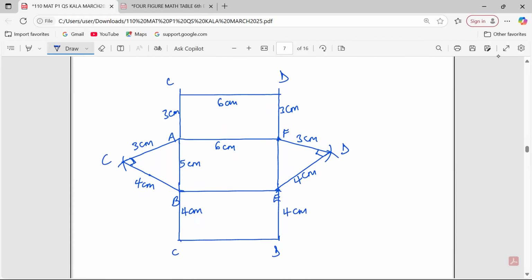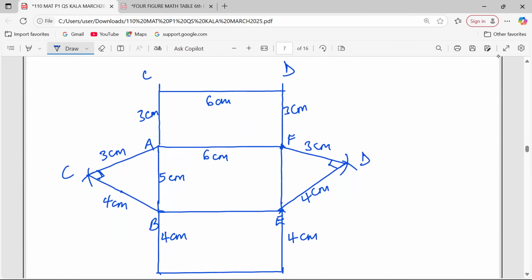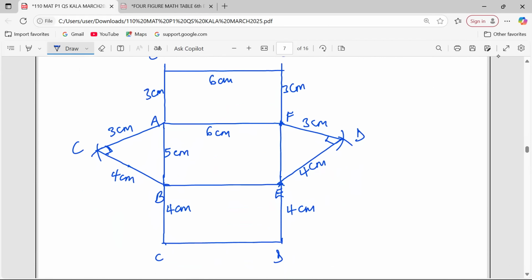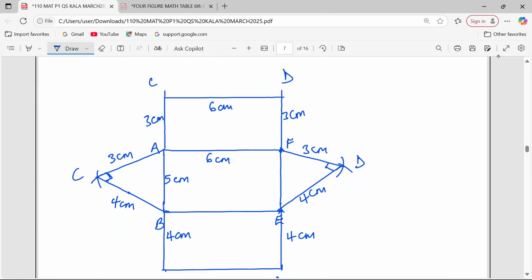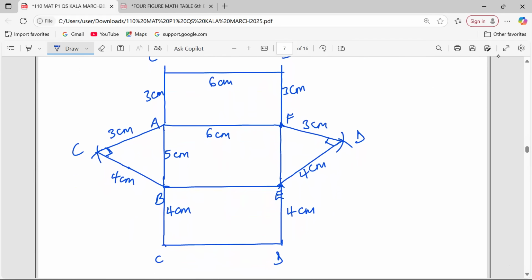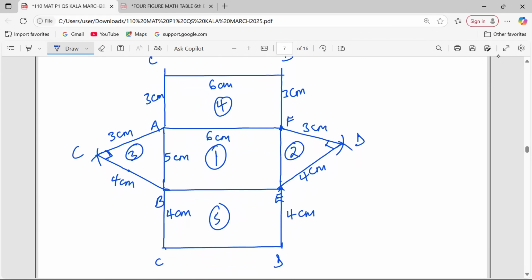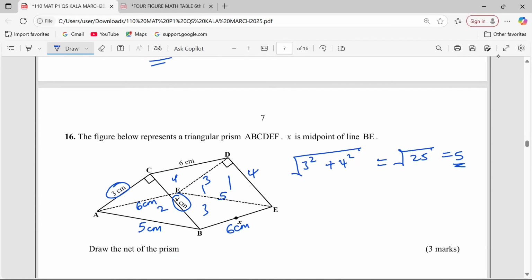And I've told you, and I'll tell you again and again, that for you to get a good net, just ensure that all the faces are opened up. Ensure that in the net, you can count each face. 1, the base. 2, 1 triangle. 3, another triangle. 4, a rectangle. 5, a rectangle. The solid is made up of those. So you have now opened it that way.